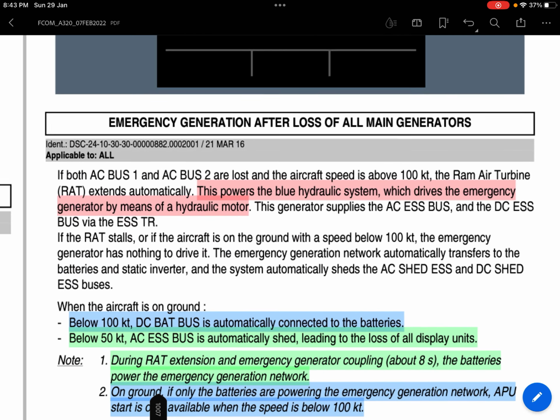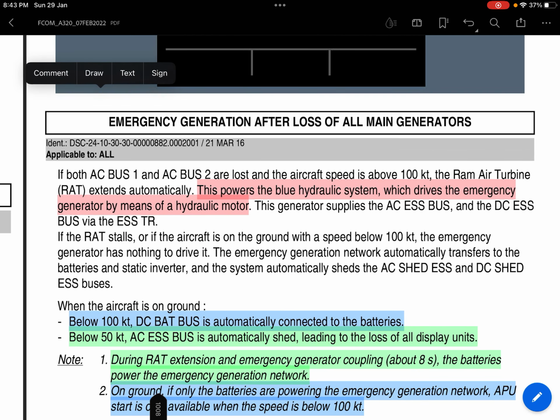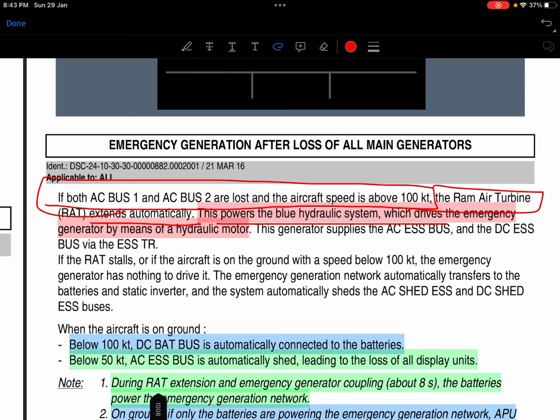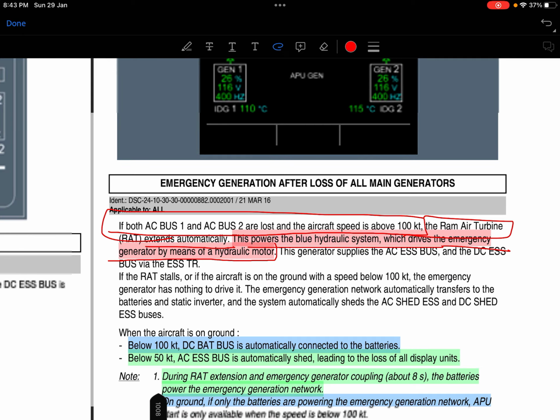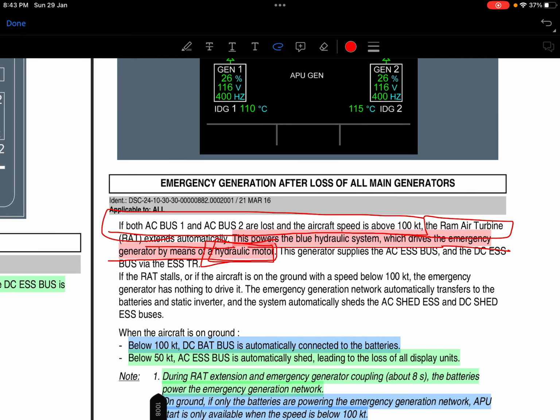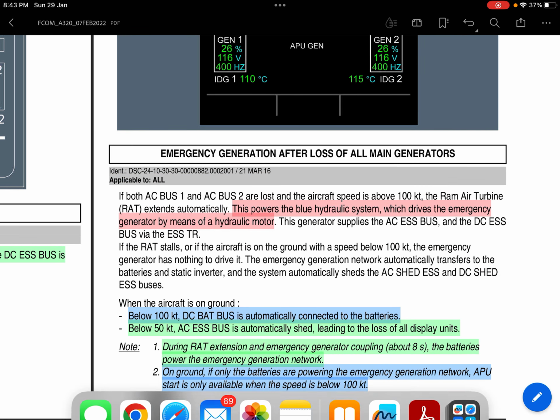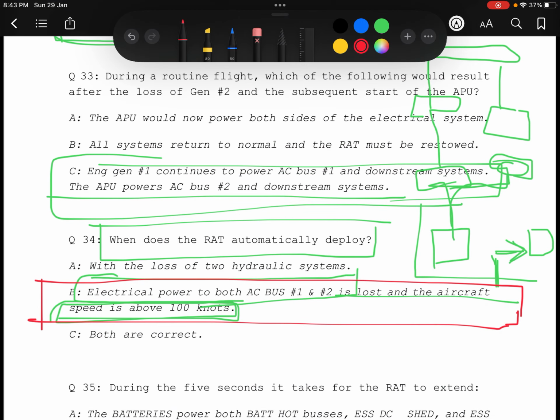Here it is. If both AC bus 1 and AC bus 2 are lost and the aircraft speed is above 100 knots, the ram air turbine extends automatically. This powers the blue hydraulic system, which drives the emergency generator by means of the hydraulic motor, right? This hydraulic motor is important. We have seen the question on it, right? Now it is clear. So the option for this question is Bravo.